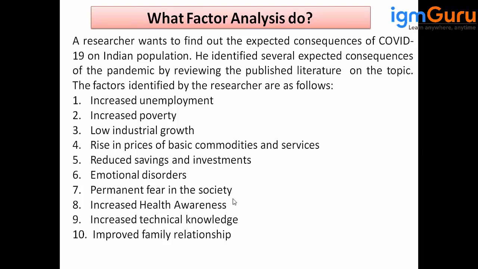on COVID-19. Now a small exercise we will do. Can you categorize, or divide, these 10 factors into broad categories? This is the first exercise we will do. So let's start. Only two groups we want to construct. Unemployment, poverty, low industrial growth, prices, savings, emotional disorder.